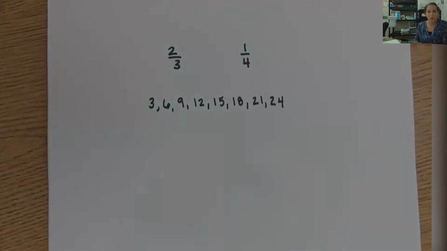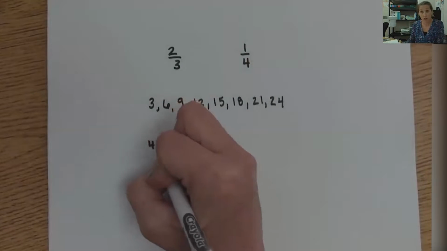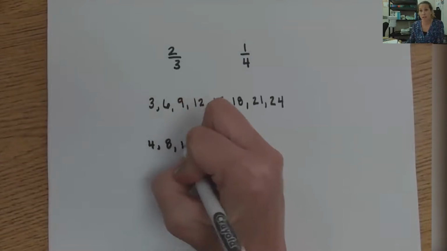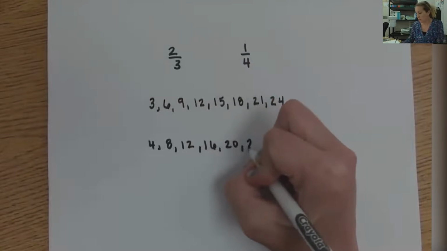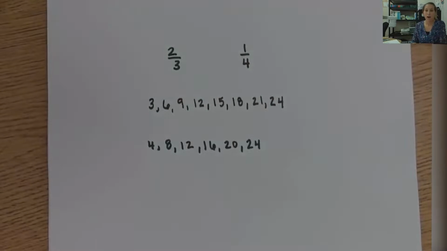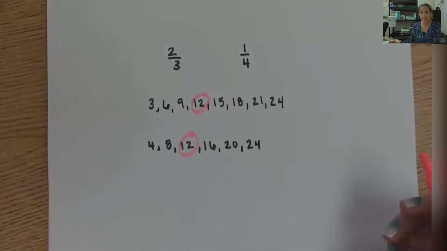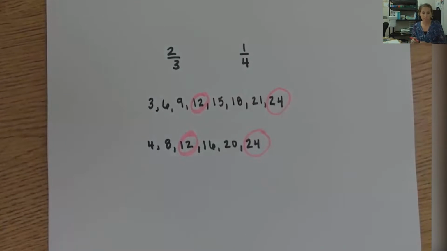Great job. What are some multiples that you got for 4? 4, 8, 12, 16, 20, 24. Awesome work. Do you notice any multiples that 3 and 4 have in common? That's right. They both have 12s and they share 24. So either of these could be used as our common denominator.